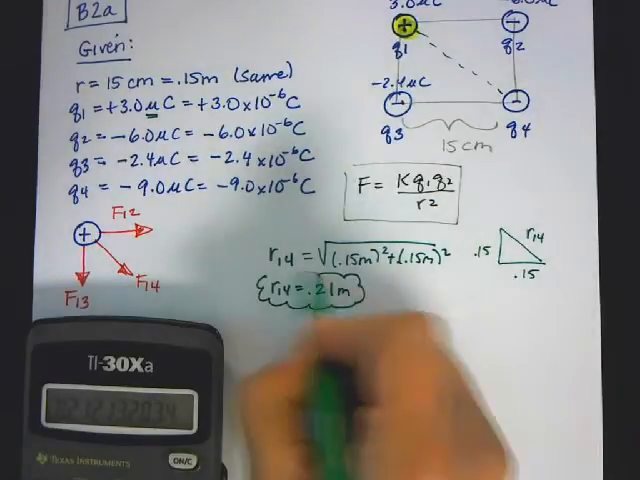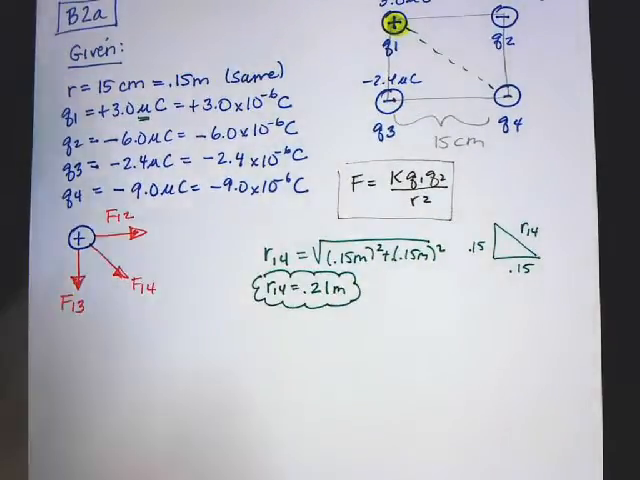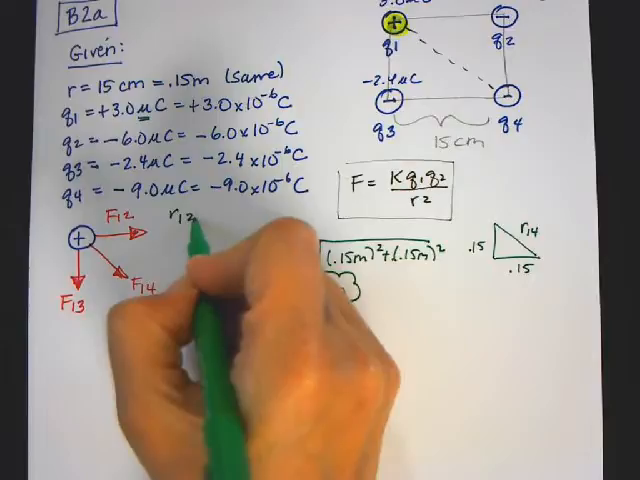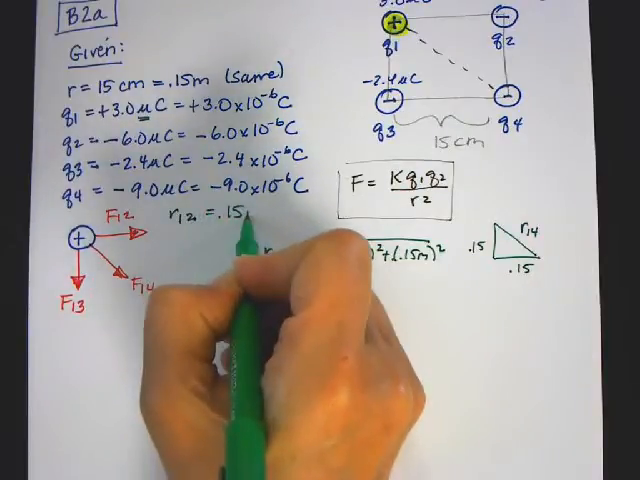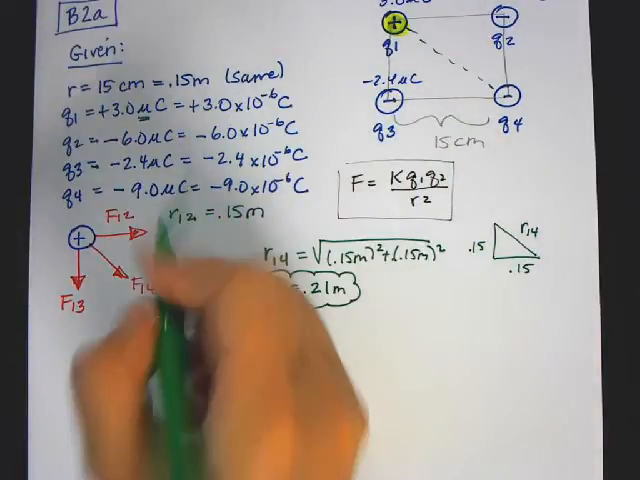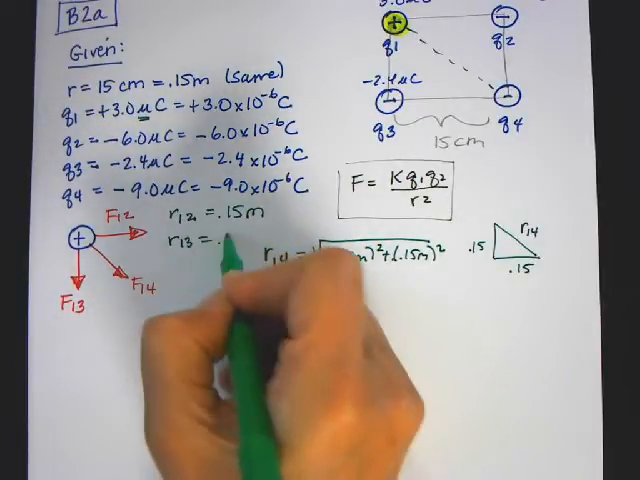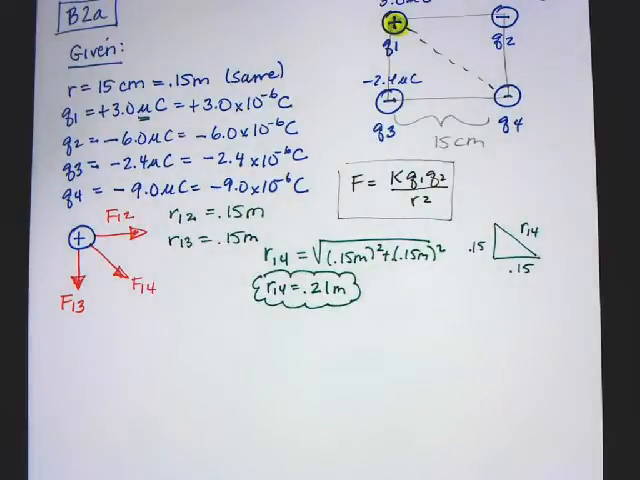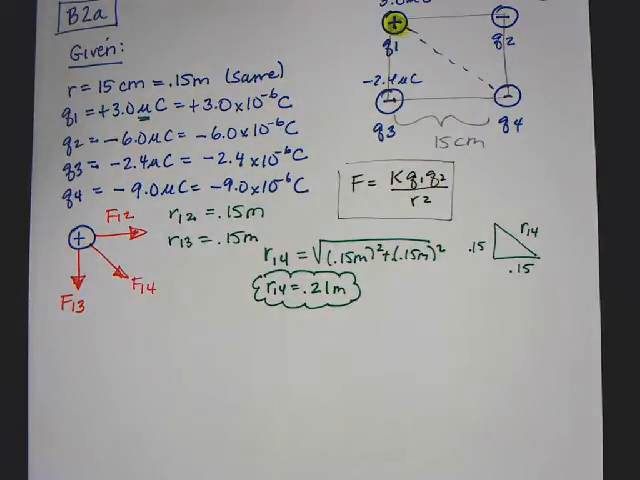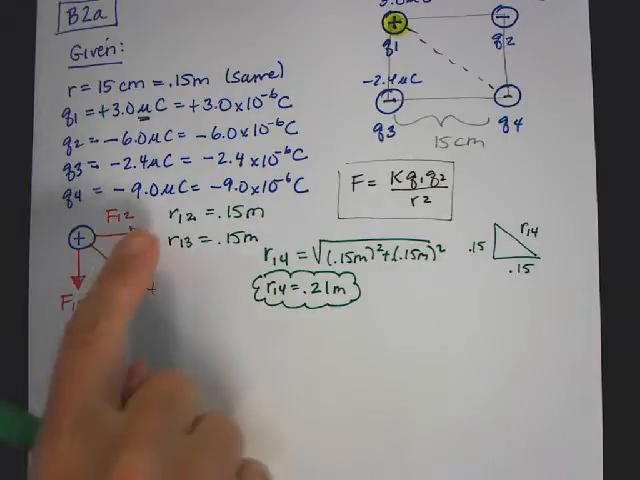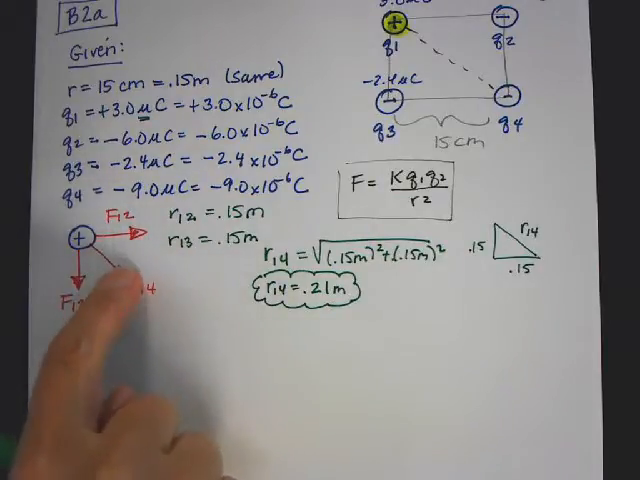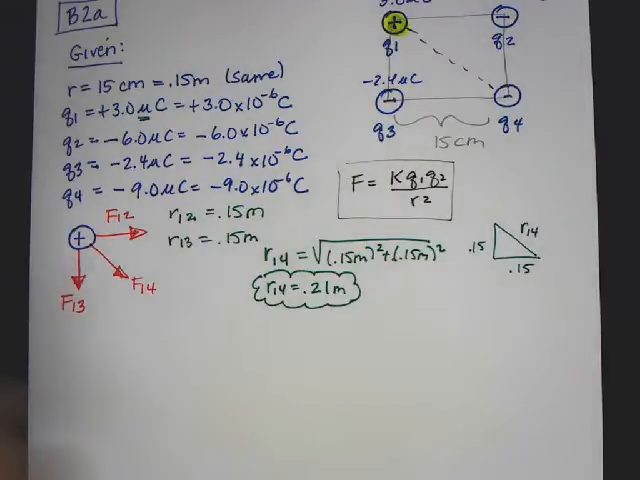I also know that R12 is equal to 0.15, and I know that R13 is equal to 0.15. Now I can get down to using Coulomb's law. So what I need to do is calculate this force, and this force, and then I'm going to use the superposition principle.